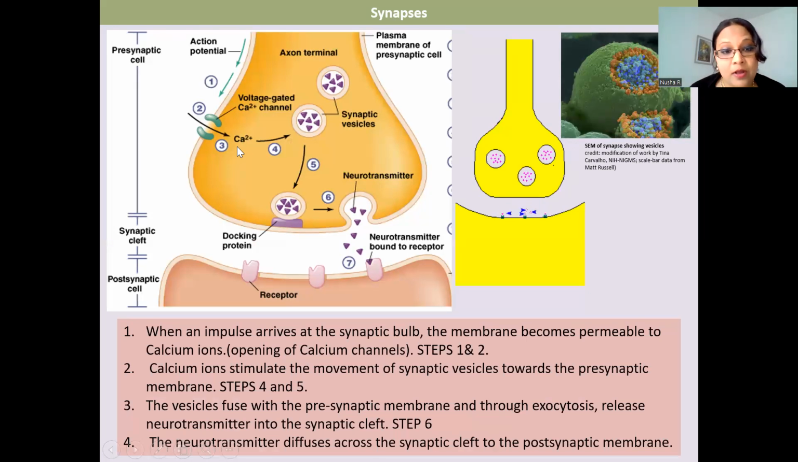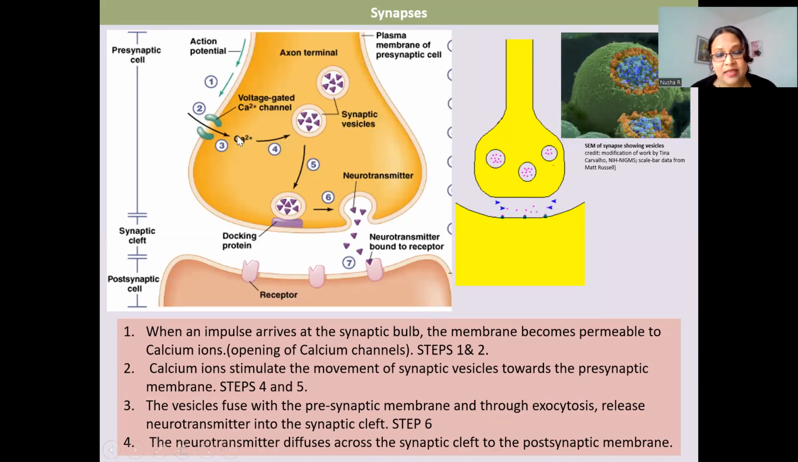And these calcium ions do something in particular. What they do is they stimulate the movement of synaptic vesicles. So in the synaptic knob are some vesicles in which there are neurotransmitter substances. A few examples of neurotransmitters in the human body would be acetylcholine, noradrenaline, dopamine, glutamic acid in the brain. So these are a few examples of neurotransmitters.